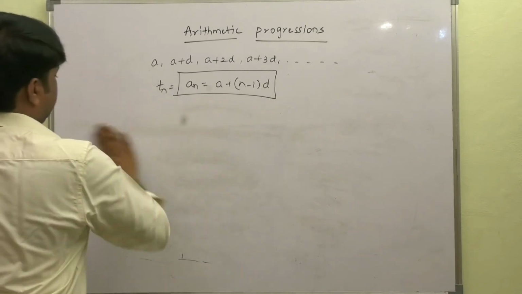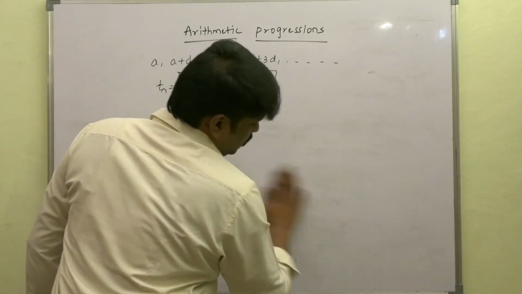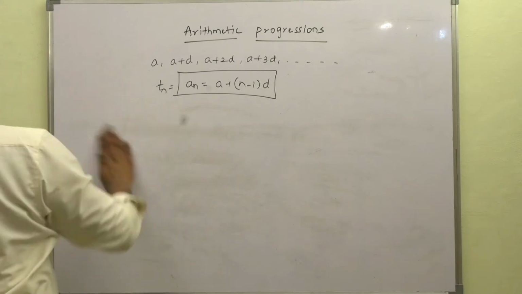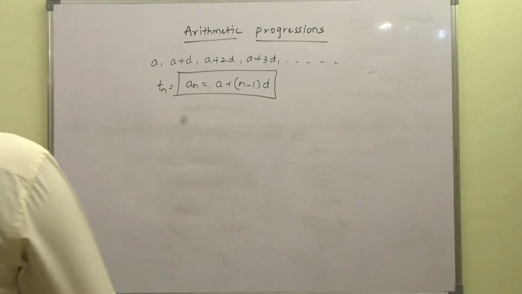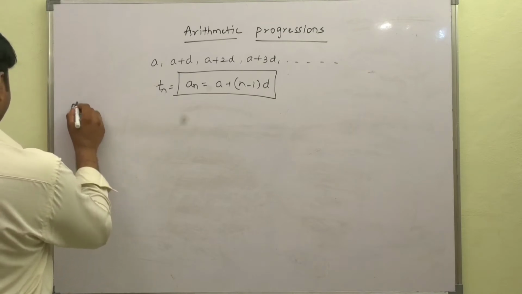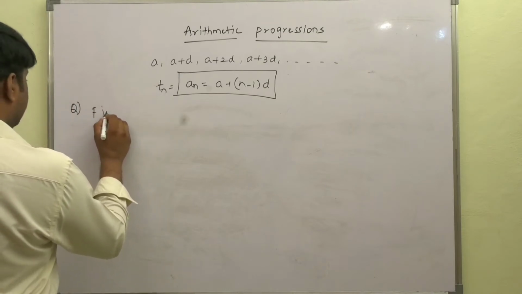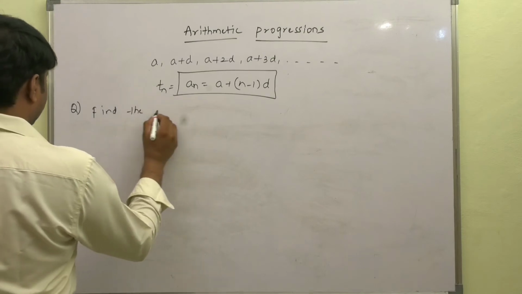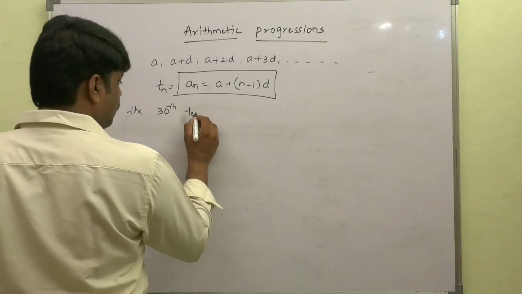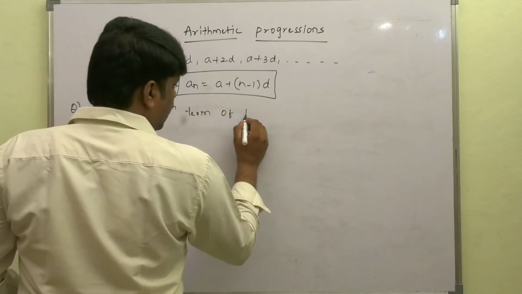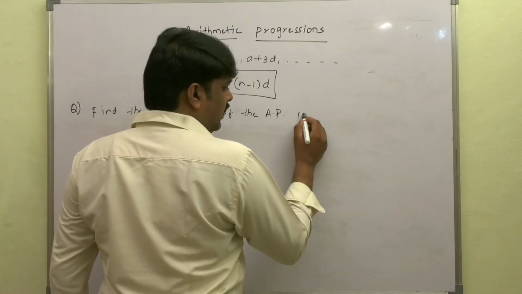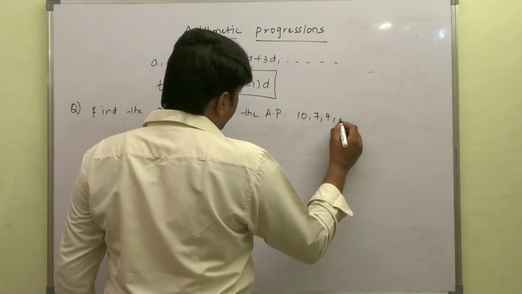Here, 4 parameters. This is something we should never forget, how many parameters are there. Tn formula is a plus n minus 1 into d. Now the next question we have here is: find the 30th term of the AP 10, 7, 4 and so on.